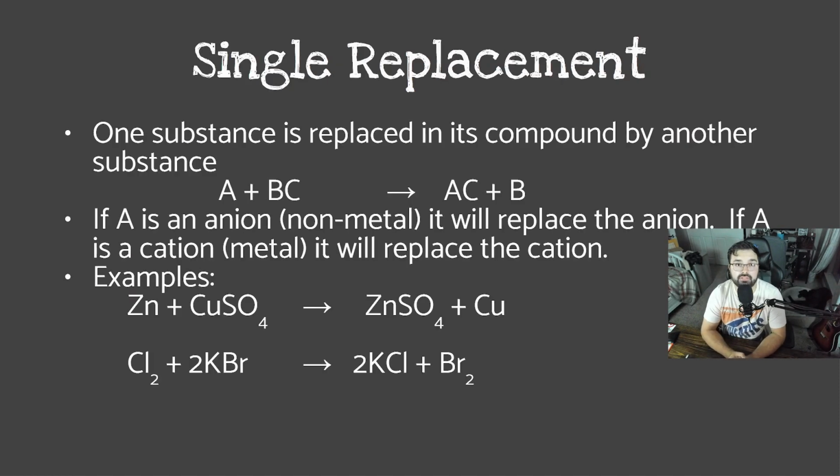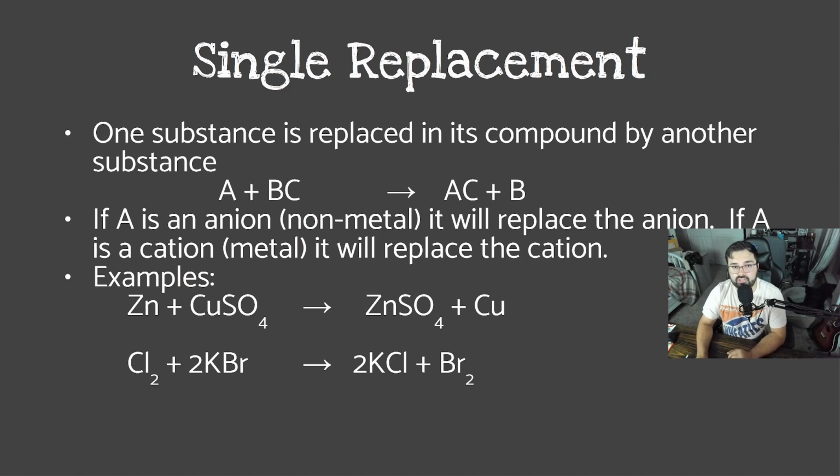In single replacement reactions, one substance is replaced in its compound by another substance. So A plus BC will react to form AC plus B. You notice the A and the B swap places in there. And you'll notice that in these, it's typical that an anion will swap with another anion, or a cation with a cation. Sorry, flip that: anions are nonmetals, cations are metals. My bad. So you may have two metals swapping or two nonmetals swapping.